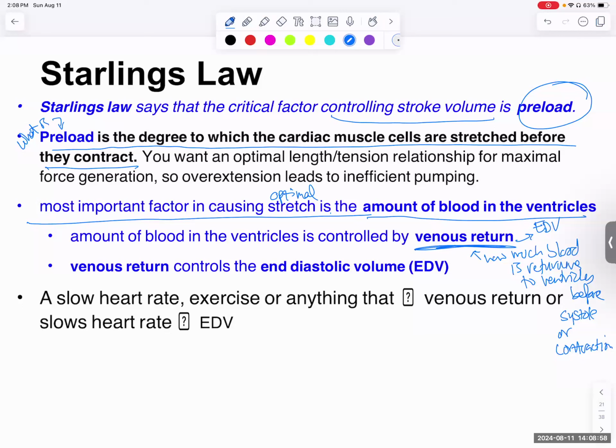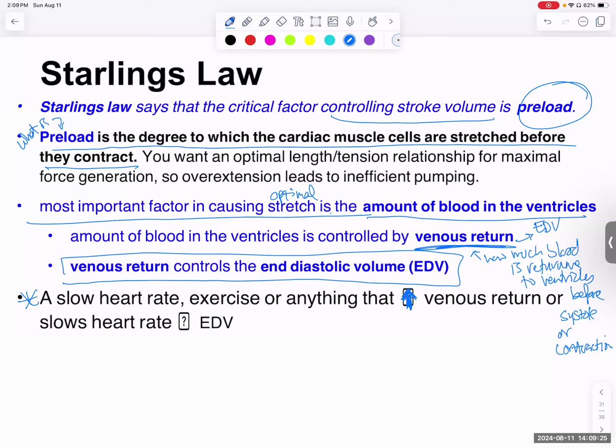So venous return is the amount of blood that's returning to the ventricles during diastole prior to systole. Venous return essentially controls how much blood you're going to have available before systole, which is your end diastolic volume. So anything that slows the heart rate down, anything that increases the amount of venous return.